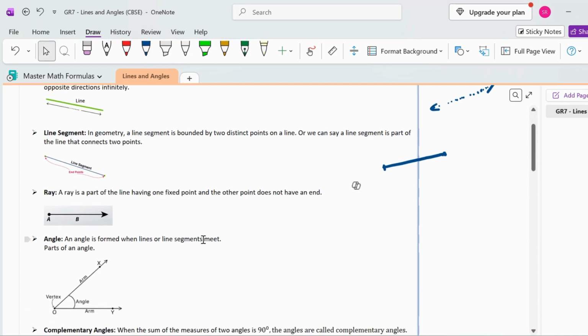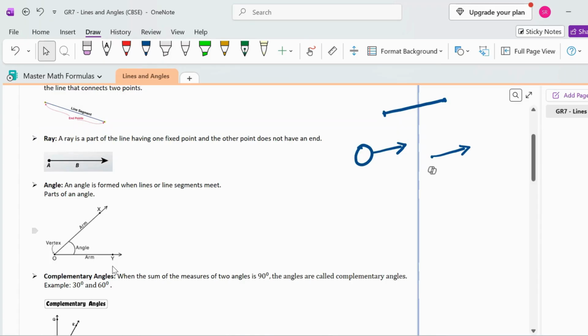Now, what is a ray? When you talk about ray, you can think of the sun's rays. The light is originating from the sun and is radiated towards one direction. So, a ray also has one fixed point and the other point does not have an end. It extends in one direction indefinitely.